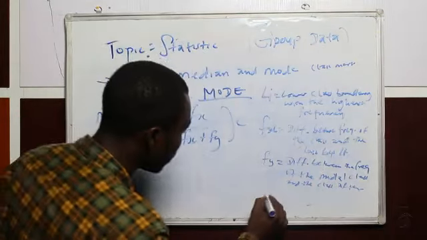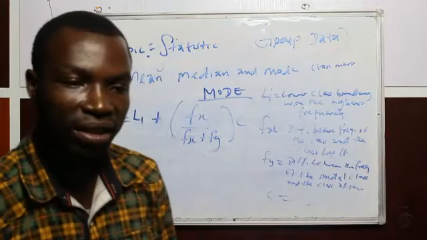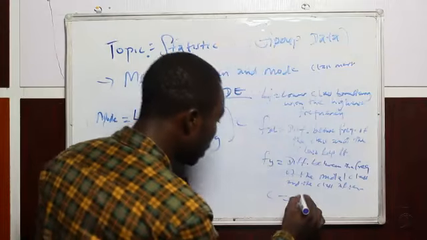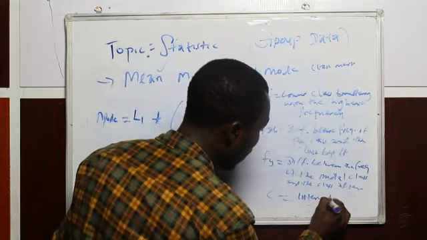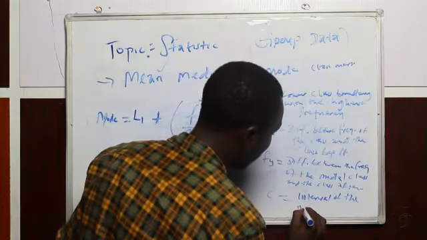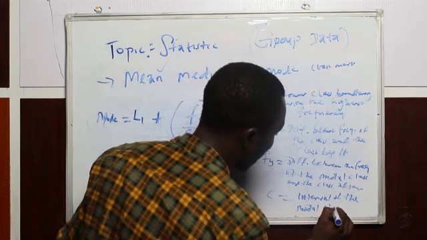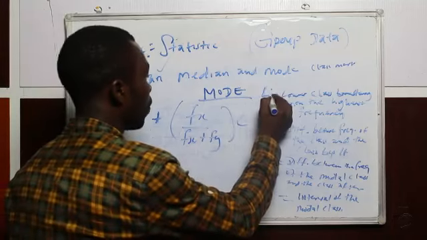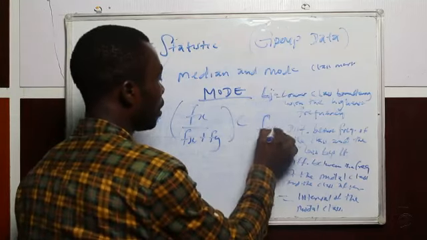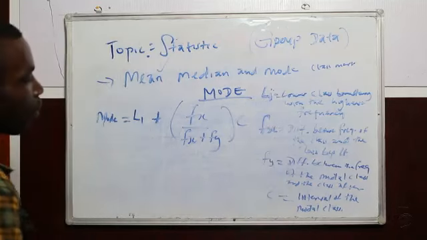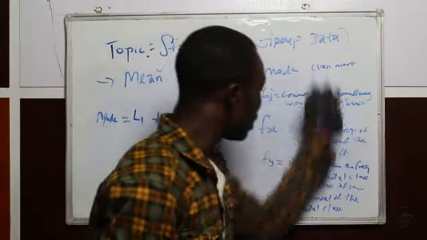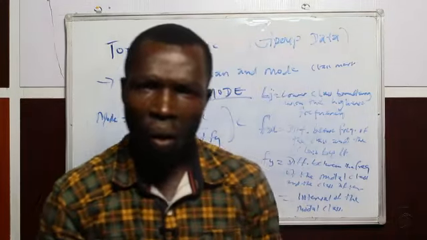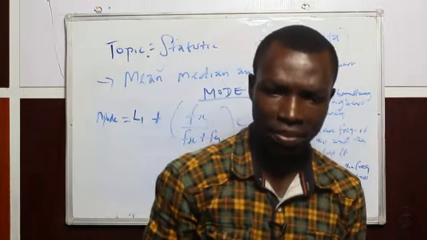Now, what is C? C means the interval of the modal class. Fine. We've understood this formula now. Let us solve questions on this formula.